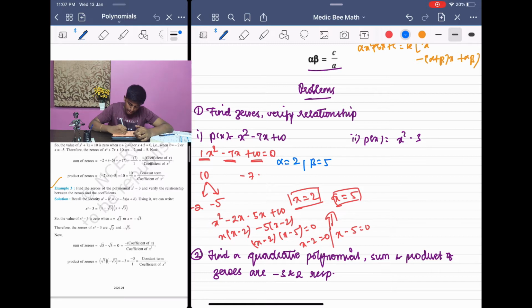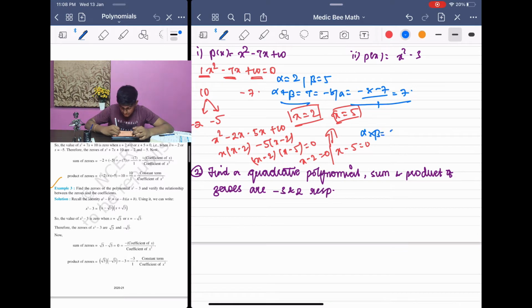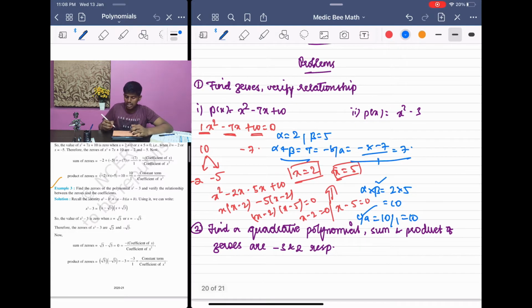What is alpha plus beta? 7. What did you say? Minus b by a. What is b? -7. What is a? 1. So 7 comes. Alpha plus beta is 7, minus b by a is 7. So the relation is true. Now alpha into beta, how much? 2 and 5, 10. According to the relation, it is c by a. What is c here? 10, a is 1. So 10. Checking this way too, alpha times beta and c by a are giving the same value. So the relationship is verified.